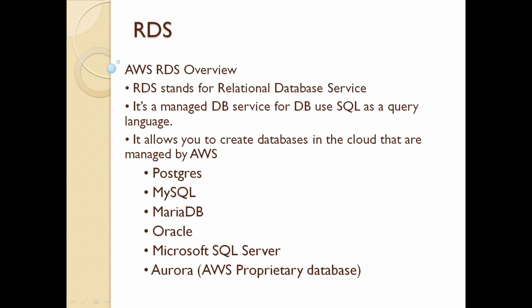Currently, these are the database engines that are supported: Postgres, MySQL, MariaDB, Oracle, Microsoft SQL Server, and there is another one called Aurora, which is AWS's proprietary database, which basically uses the Postgres and MySQL engines in the background. This is their proprietary database, which is not available as open source or free tier.